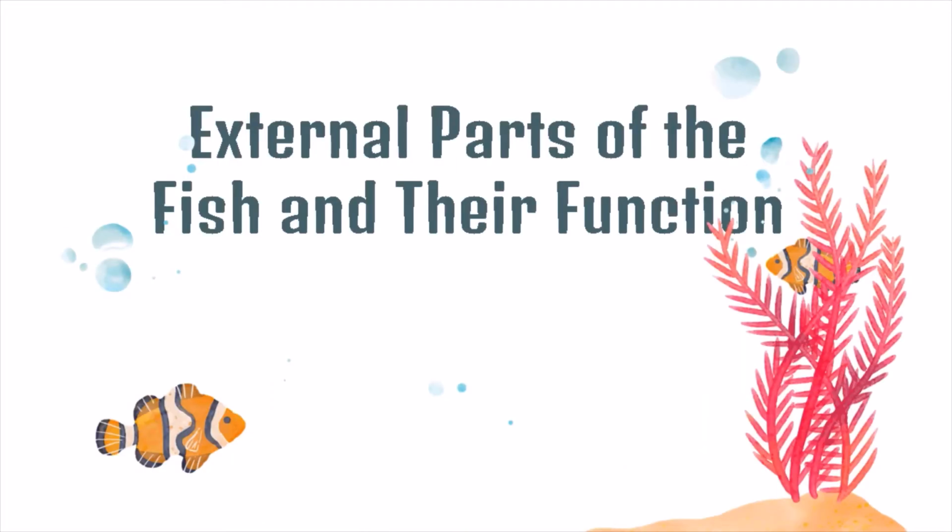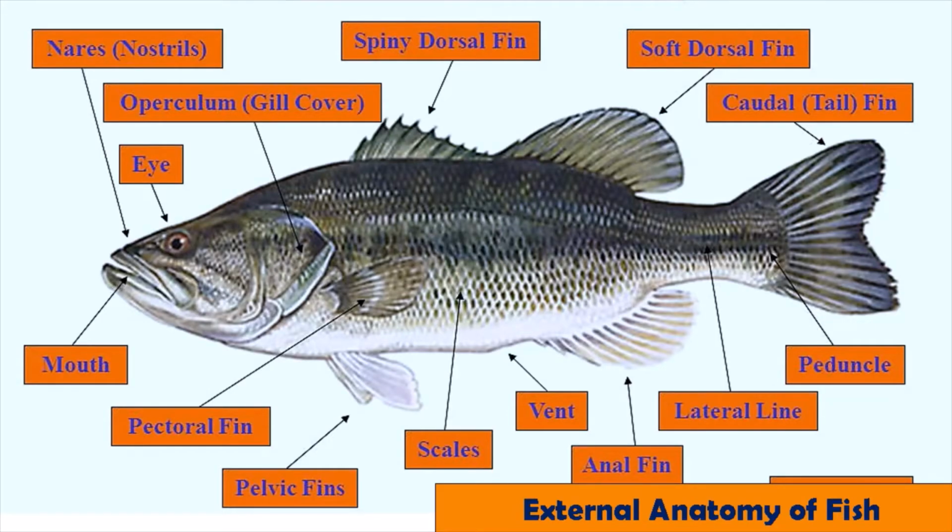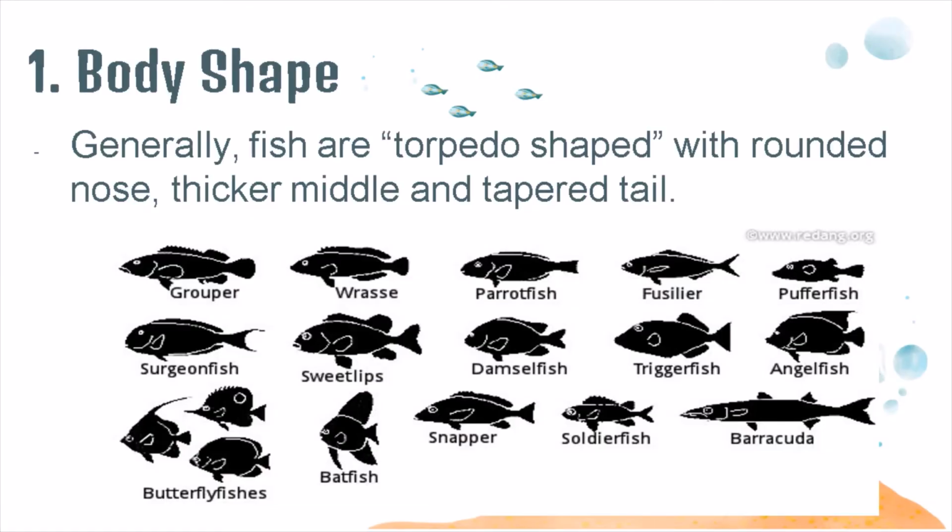External parts of the fish and their function. Here is the external anatomy of fish. Focus on the body shape of the fish, the head, and the fins. Body shape. Generally, fish are torpedo-shaped, with rounded nose, a thicker middle, and a tapered tail. Fish with round bodies are good swimmers. Fish with shorter bodies can turn quickly.